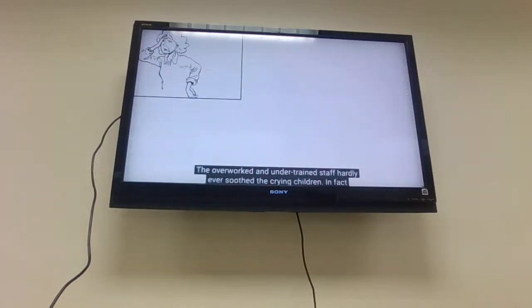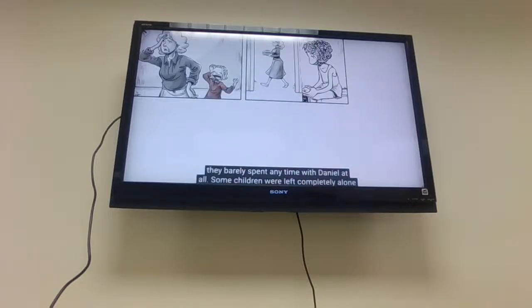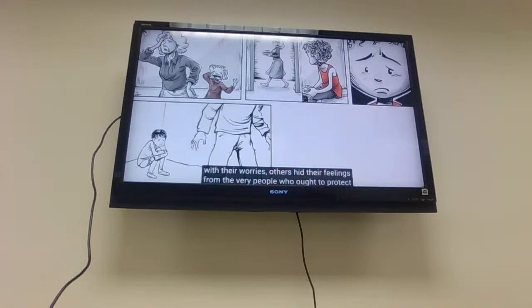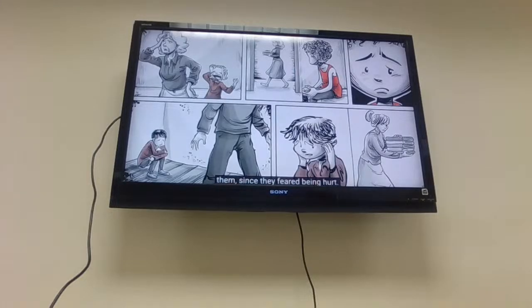The overworked and undertrained staff hardly ever soothed the crying children. In fact, they barely spent any time with Daniel at all. Some children were left completely alone with their worries. Others hid their feelings from the very people who ought to protect them, since they feared being hurt.